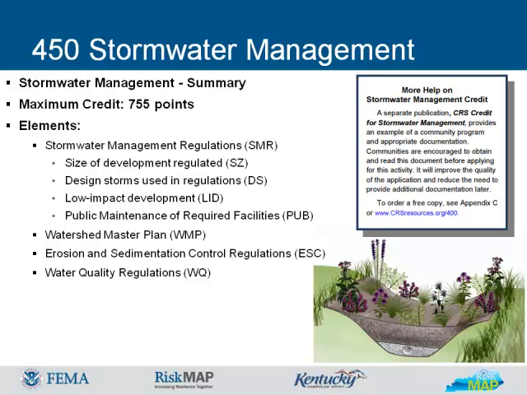CRS provides stormwater management regulations credits for regulating development on a case-by-case basis to ensure that the peak flow of stormwater runoff from each site will not exceed the pre-development runoff. Stormwater management regulation credit is the sum of 4 sub-elements: the size of development regulated, design storms used in regulations, low impact development, and public maintenance of required facilities. Watershed master plan credits are available if development occurs according to a watershed management master plan. WMP is the total of 8 sub-elements.